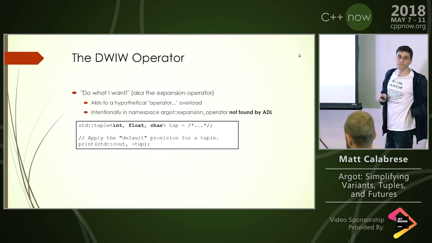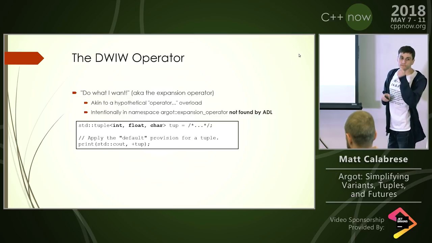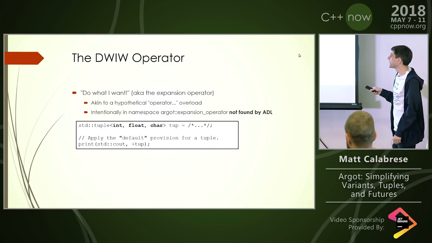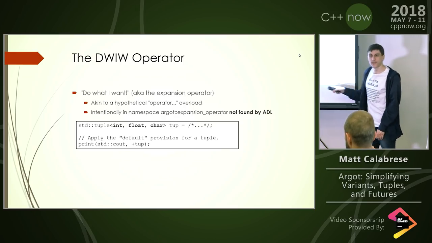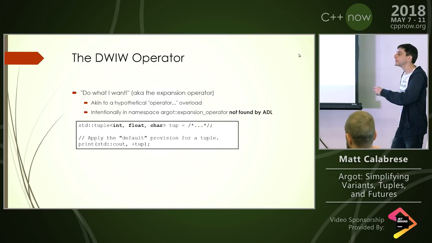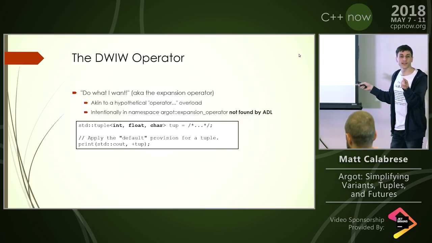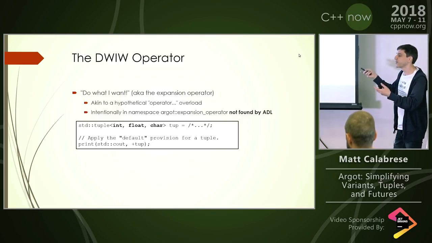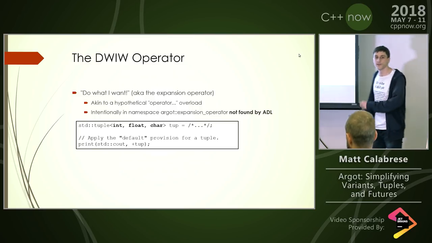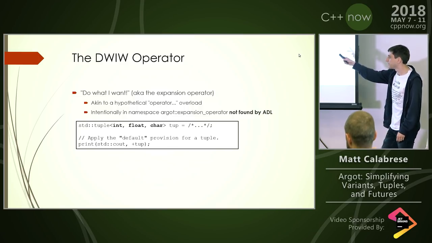Question: what if I would like to give only the first two arguments? So the question was, what if I only want to give the first two elements of the tuple to the function? Not with the plus operator. I don't think I provide anything that would make it really simple to do that, but you could make your own argument provider that would do something like that. And also if you have any other tuple facilities, like in Hana or something, you could potentially make some kind of a view that's smaller than that and then expand that out. But there's nothing directly that will let you expand out only the first two elements.